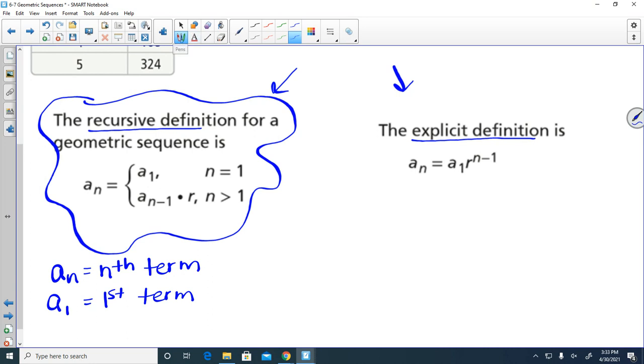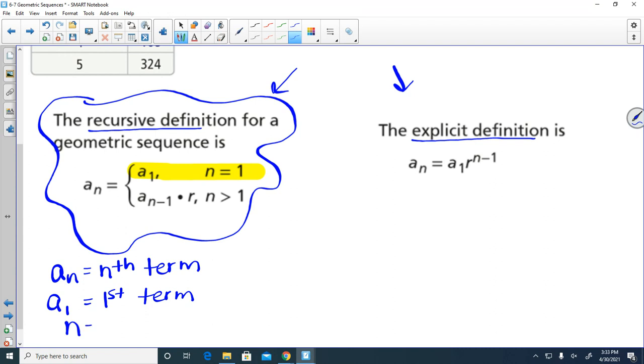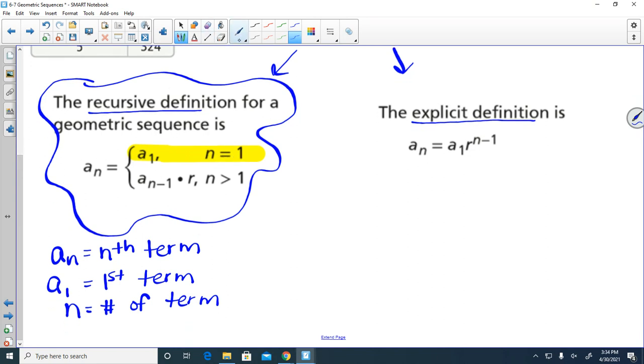So the way that this first line works, this part, a sub 1, if n equals 1, is telling me if it's the first term. N is the number of the term, by the way. So this line tells you what the first term is. The second line gives me a little bit more information.